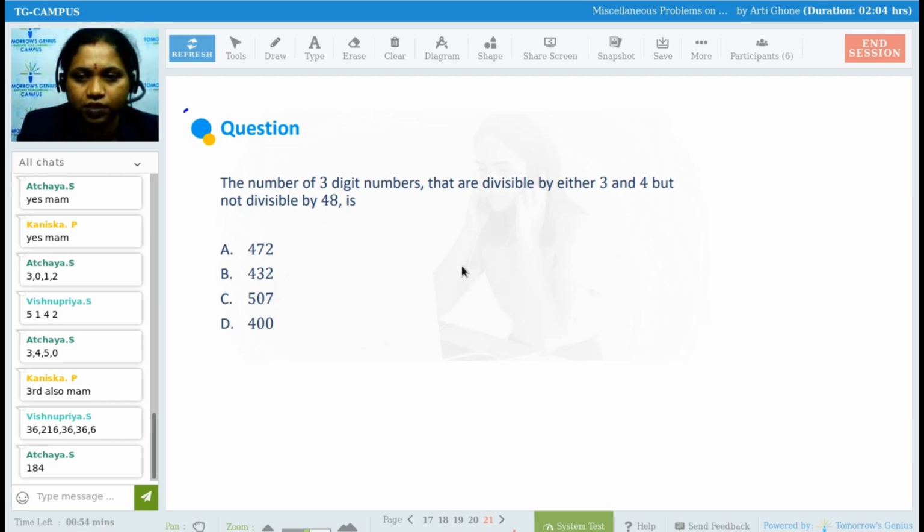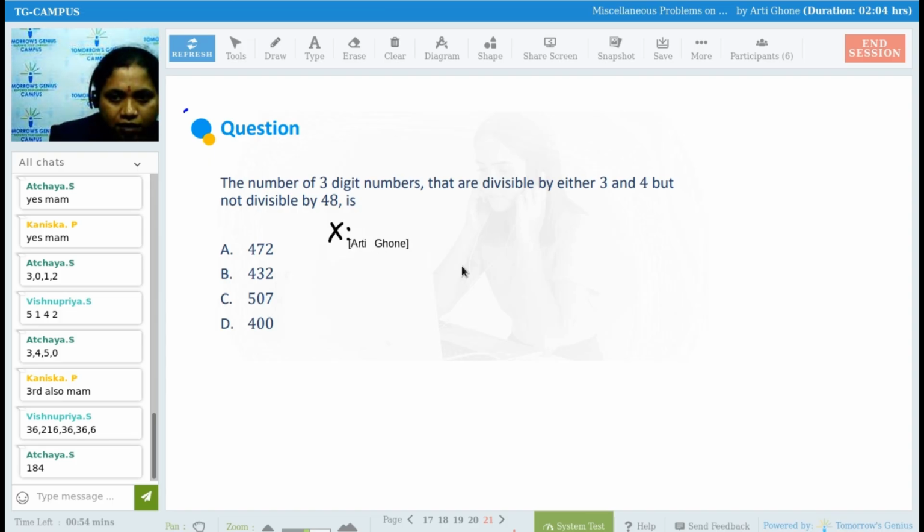Okay, the number of 3-digit numbers that are divisible by 3 or 4. So what is the universal set over here? I'm just denoting the universal set by X. 3-digit numbers. How many 3-digit numbers? Can anyone tell me with the logic? How many total 3-digit numbers do we have? Okay.